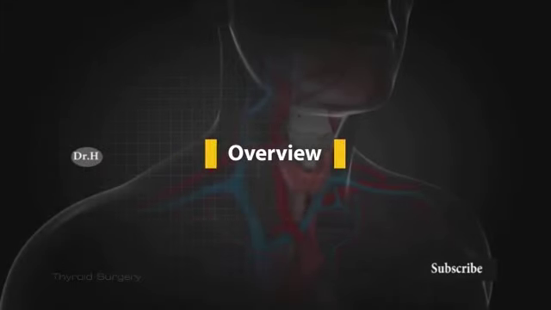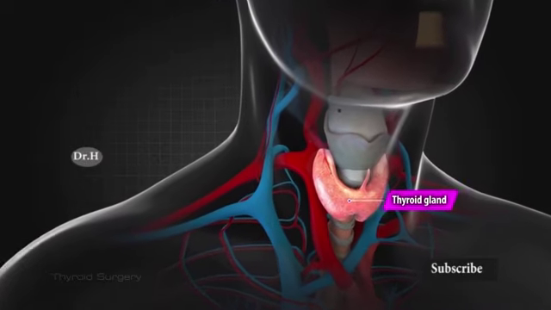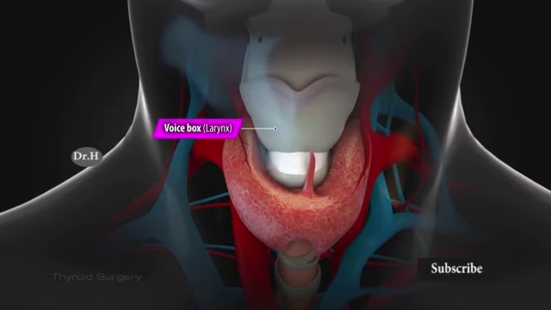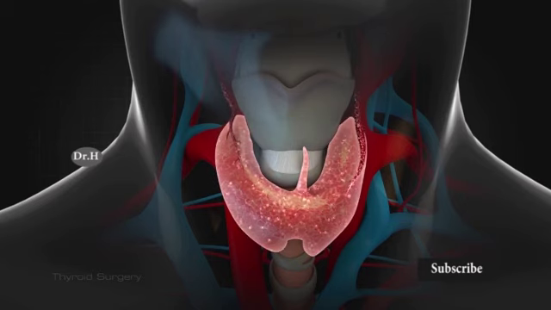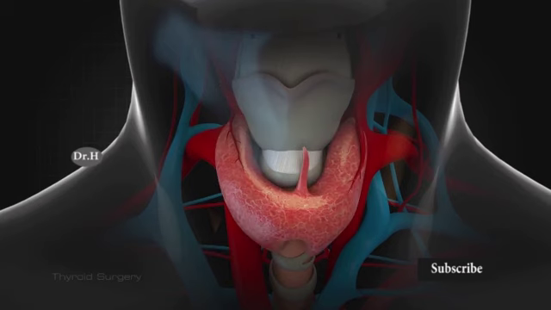Overview: the thyroid gland is a butterfly-shaped gland located in front of the neck just below the voice box or larynx. It consists of two lobes on either side connected by an isthmus. The thyroid produces hormones which are necessary for metabolism and proper function of the body. Disease or abnormality of this gland can result in various physical problems.